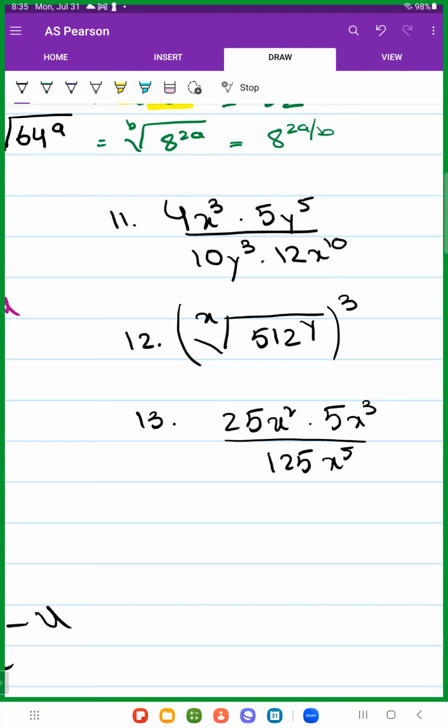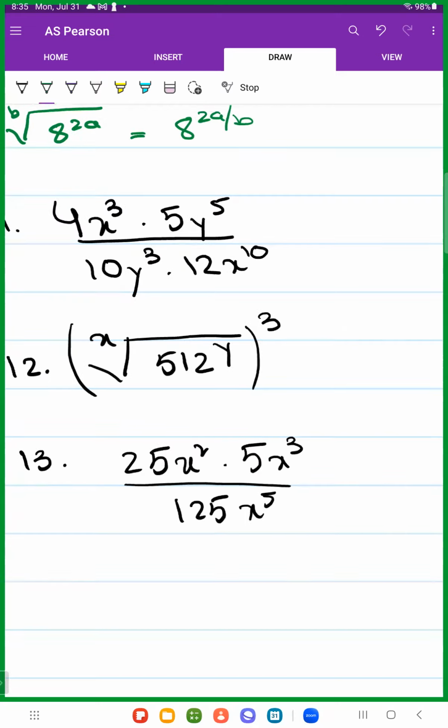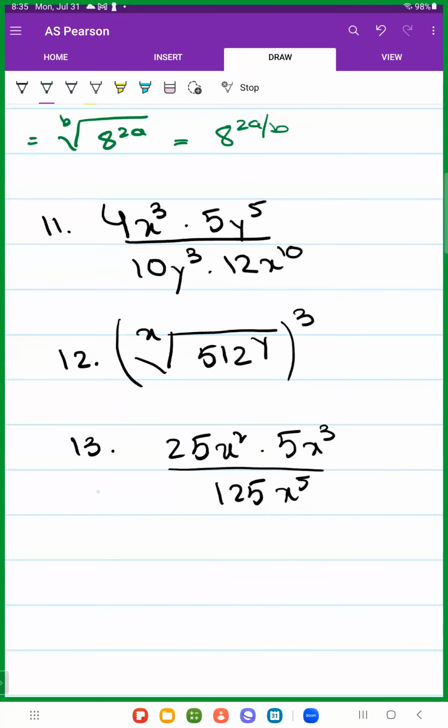For question 11, I simplified it and I got x cubed over 3x to the power 10 and y to the power 5 over 2y cubed. Let's check it once you're done with all three questions. Are you done with all three? No. Okay, try to do all three and then check. All right, okay.